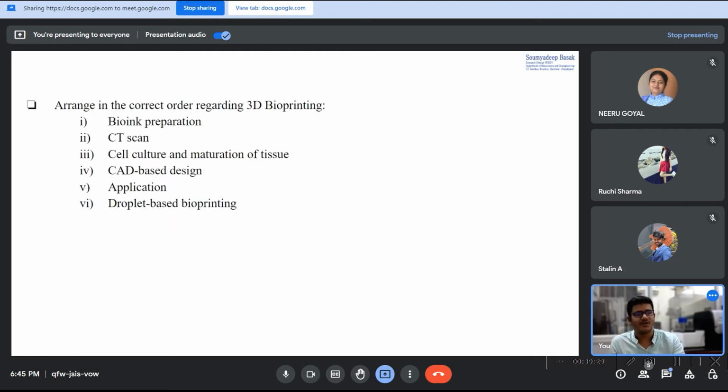Okay. The following options are in relation to 3D printing. What are the steps? Steps need to be remembered accordingly, in the correct order. Options are buying preparation, CT scan, cell culture and observation of tissue, CAD-based design, application, and droplet-based biology. Arrange all these options according to the order. Try to remember what were the steps that are needed for 3D printing.